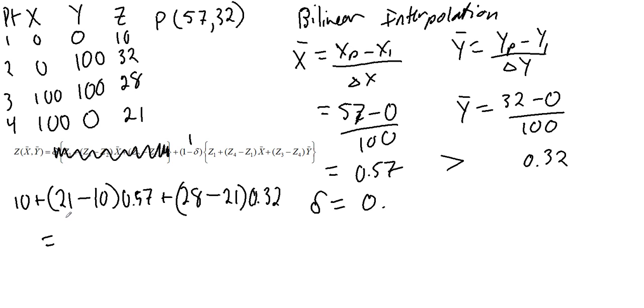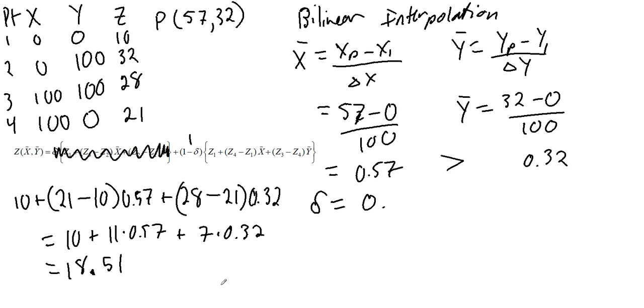So if I put that into my calculator, this is 10 plus 11 times 0.57 plus 7 times 0.32. And then I add it all together. I get 18.51. So does that make sense?